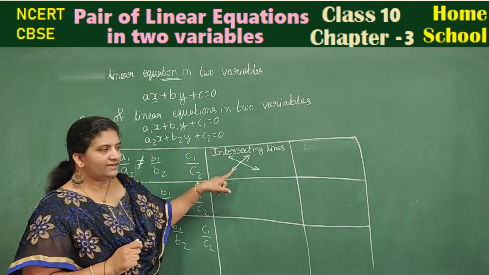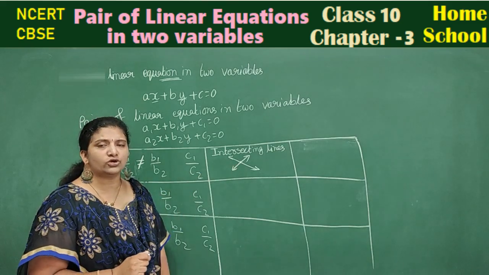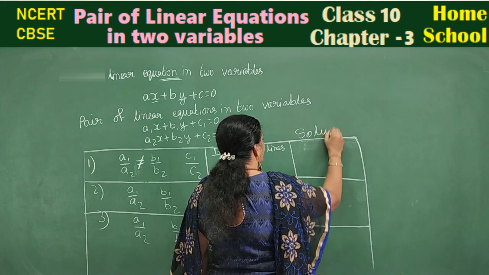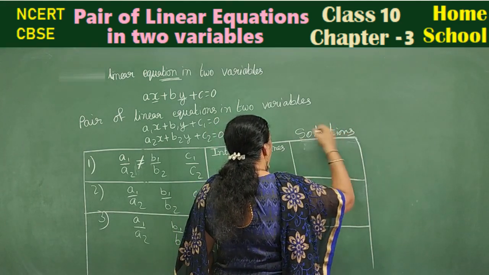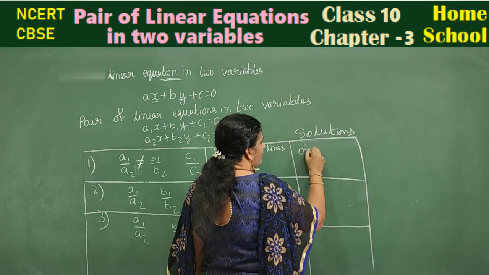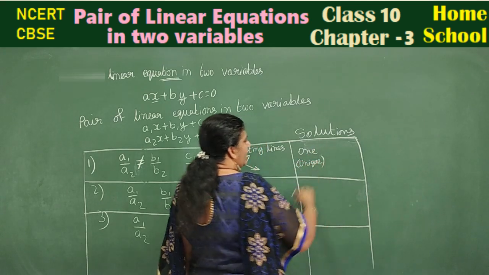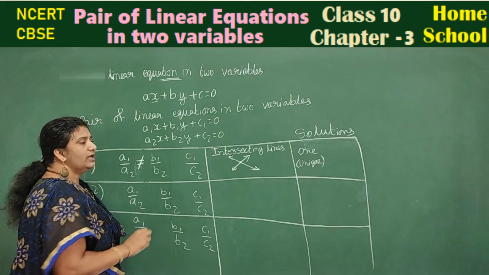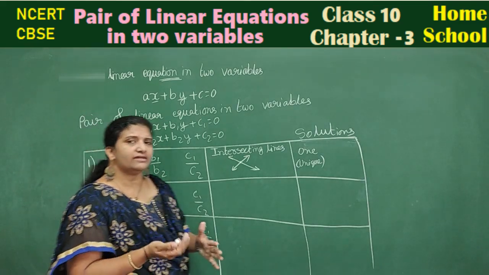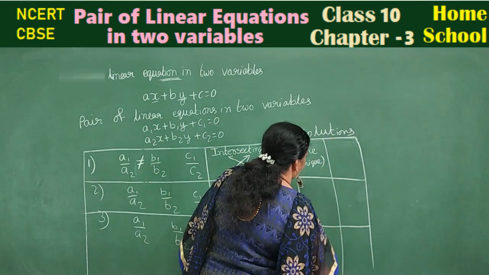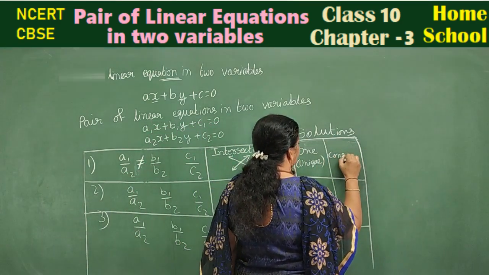If two lines are intersecting, how many solutions do they have? Only one solution, or a unique solution. And whether they are consistent or inconsistent, they will be consistent.